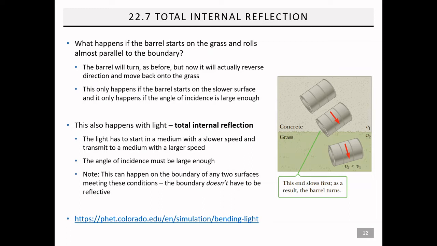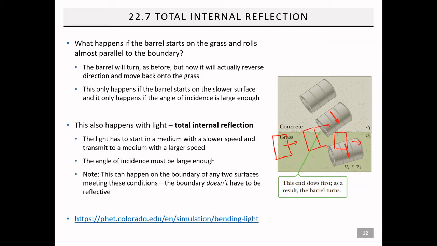An interesting phenomenon can occur when light starts in a slower medium and passes into a faster medium. Let's start by thinking about the barrel. Imagine the barrel starts rolling on the grass, and it's rolling toward the concrete, but it's almost parallel to the boundary between the grass and the concrete. As that barrel approaches the concrete, the left end of the barrel is going to start to roll on the concrete, and the left end is going to roll faster than the right end. This is going to cause the barrel to turn and start rolling alongside the boundary.